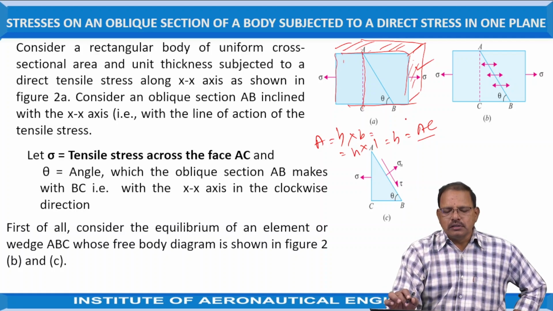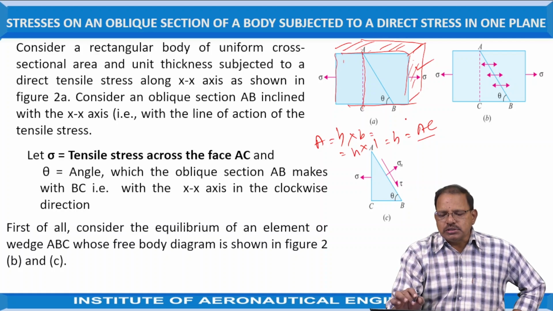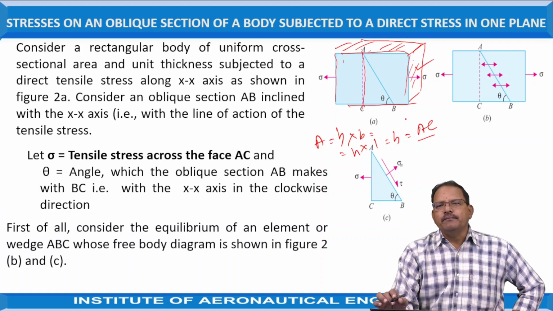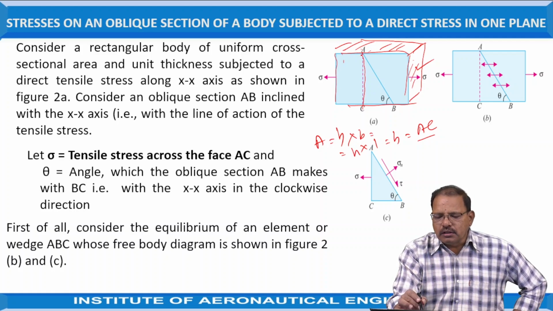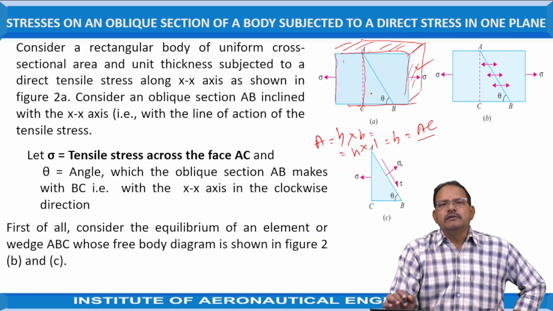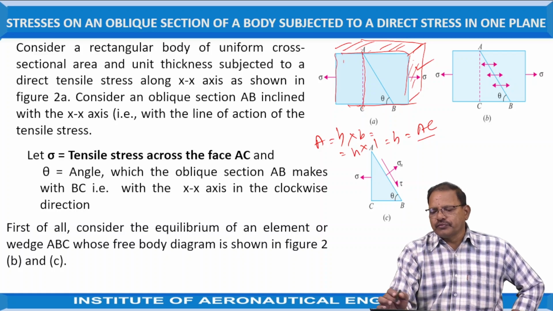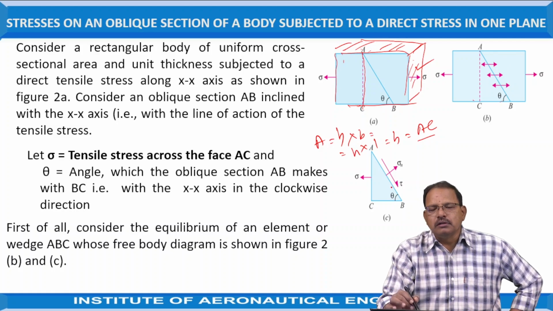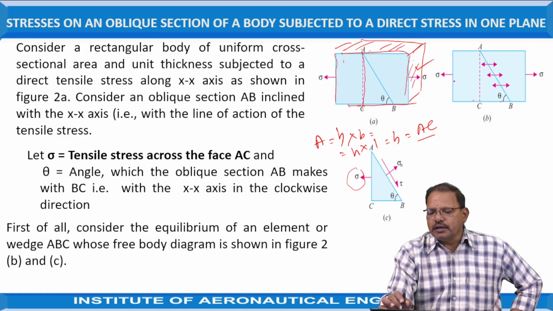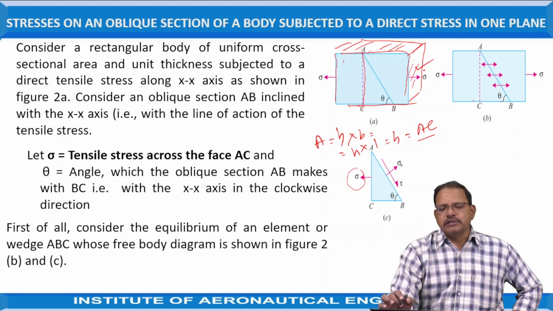Now we have to consider what tensile as well as shear stresses are acting on the oblique section AB. First of all, we consider the equilibrium of the element ABC, and write the free body diagram for it. The forces acting here: one is sigma, which acts toward the left-hand side.